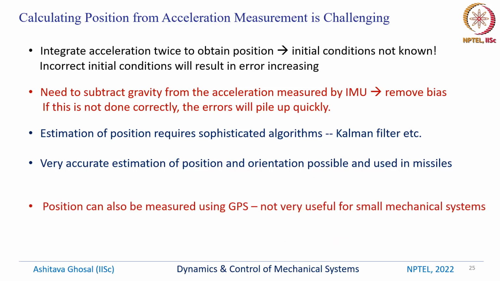The position can also be measured using GPS. Nowadays, GPS is available all over the world. Okay, so from your mobile phone, you know exactly where you are. But it is not very useful for small mechanical systems. So if you have a small robot or some small mechanical system and you want to find out the position of some part as this system is moving, GPS is not very useful. The IMU which I showed you can be used, provided you do it properly and you can estimate the position and orientation correctly.